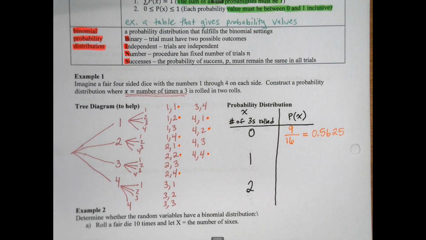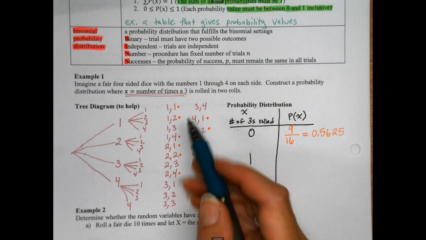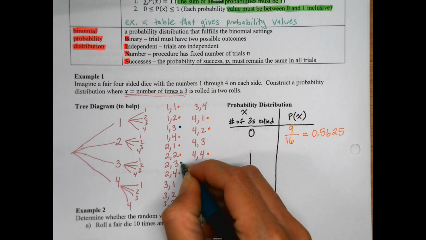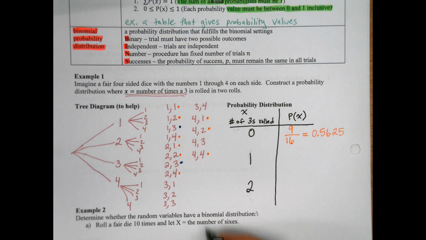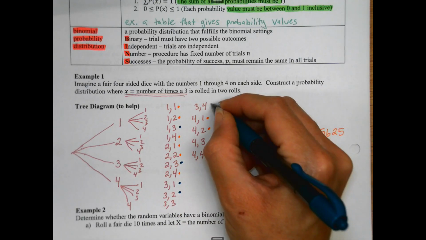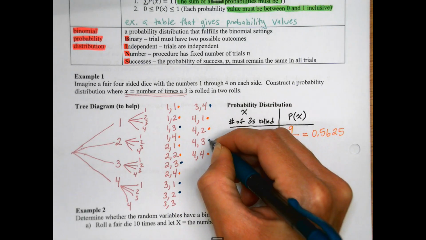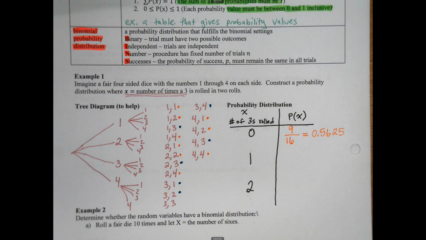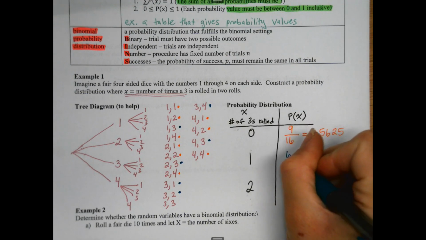Then we look at how many 1 3s we could possibly roll. Well, a 1 and a 3 gives us one 3. A 2 and a 3 gives us a 3. A 3 and a 1, a 3 and a 2, a 3 and a 4, and a 4 and a 3. Those are all the ways that we could get one 3. And there are 1, 2, 3, 4, 6 of them.